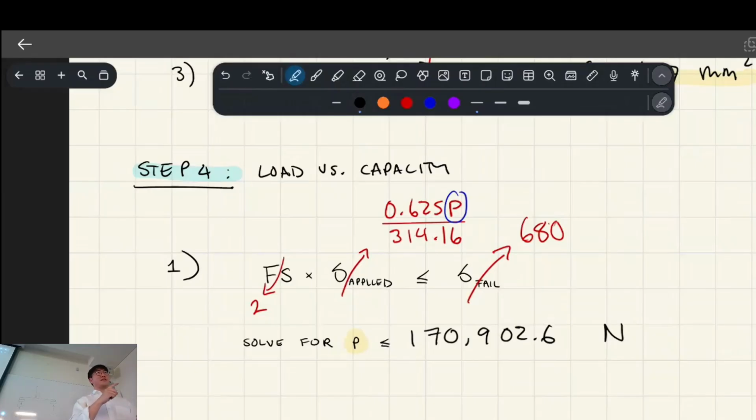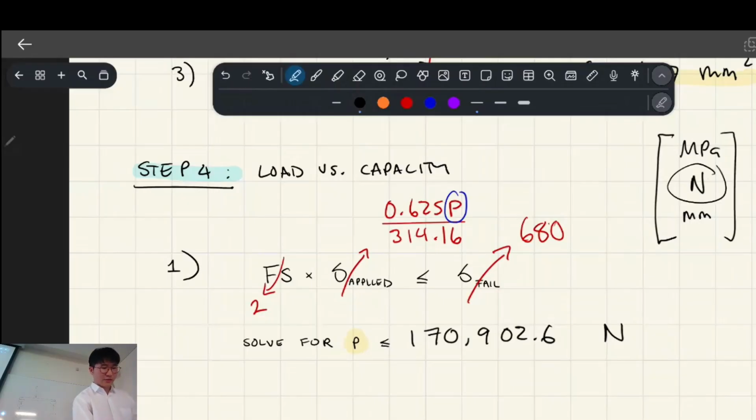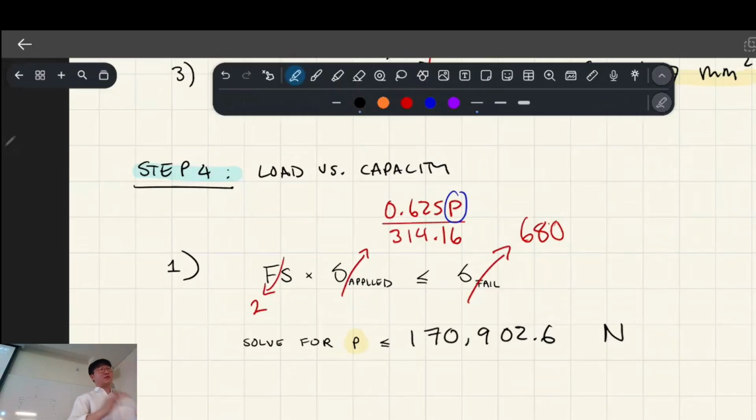So we had things in terms of MPa, and remember that set of units I was talking about: MPa, newtons, and millimeters. That's how I know that we're going to get newtons when we put in something that was MPa and millimeters. But all we have to do to turn newtons into kilonewtons is divide by 1,000. That's the answer.